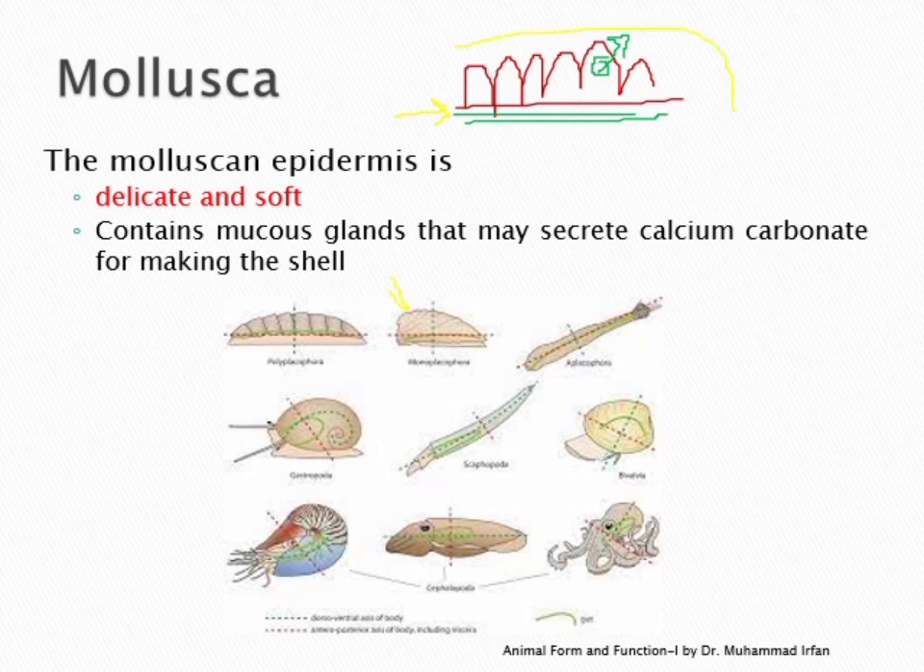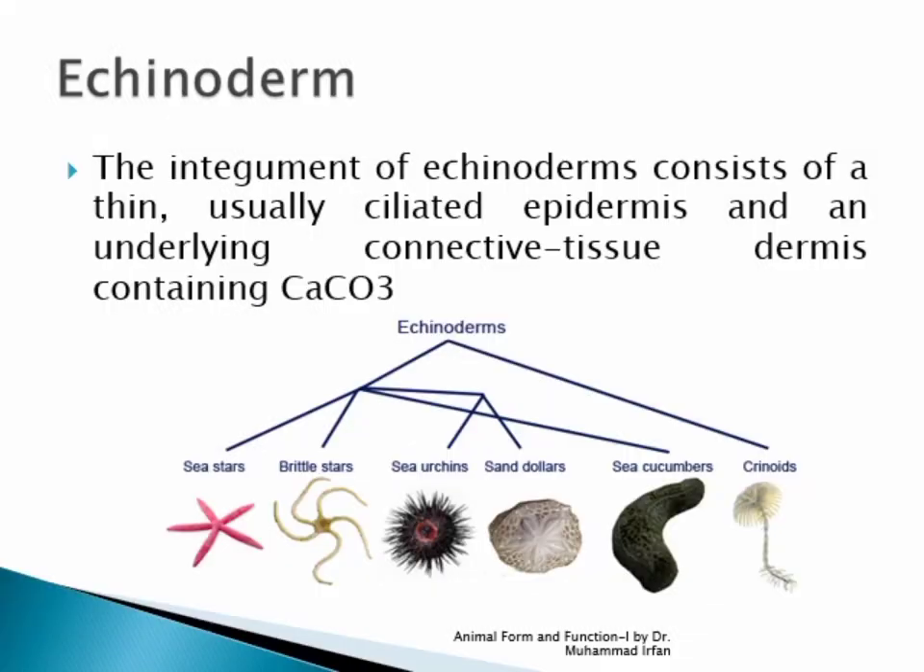Echinoderms also have an integument of a thin ciliated epidermis, that is, the epidermis has cilia on it. Then there is an underlying connective tissue layer after the basement membrane, and this connective tissue is called the dermis. This dermis contains calcium carbonate, providing a skeleton-type structure to these animals.